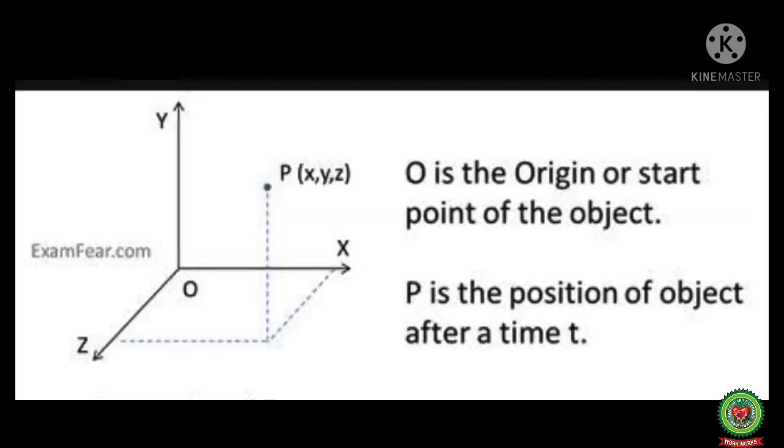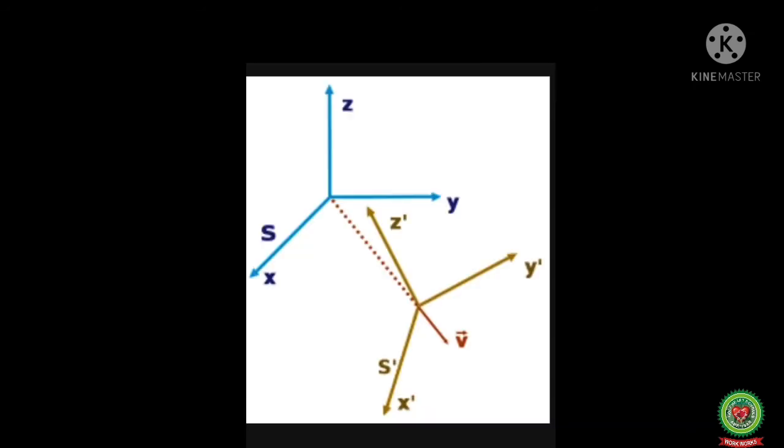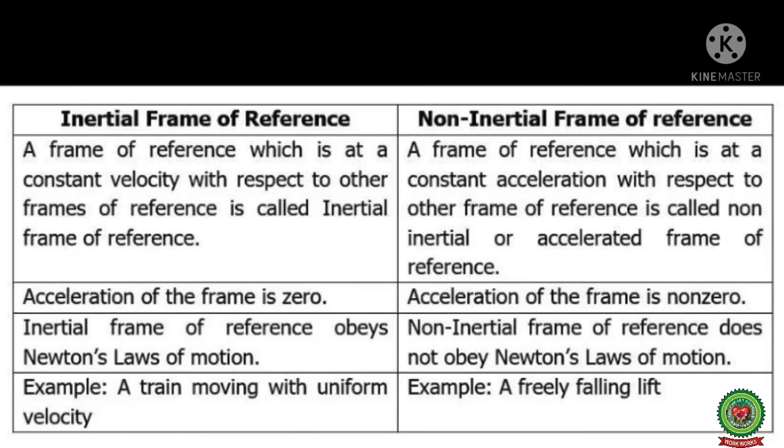Here O is the origin. This coordinate system is called rectangular Cartesian coordinate system. It is also called a frame of reference. There are two types of frame of reference. The first one is inertial frame of reference and the second one is non-inertial frame of reference.